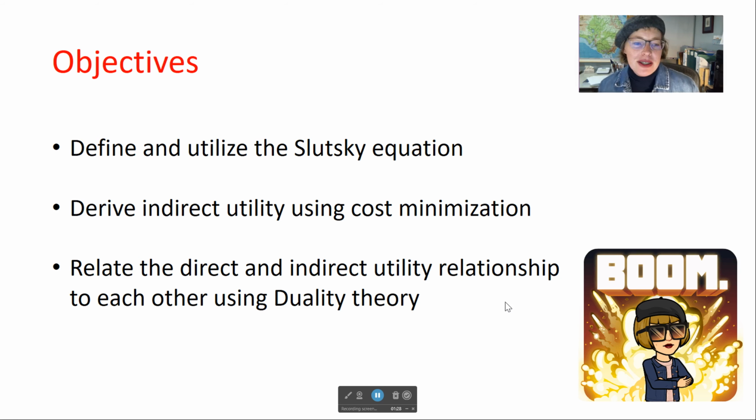We're first going to define and utilize the Slutsky equation, then derive indirect utility using cost minimization, and in the third part, relate direct and indirect utility relationships to each other using duality theory. So let's get with it, shall we?